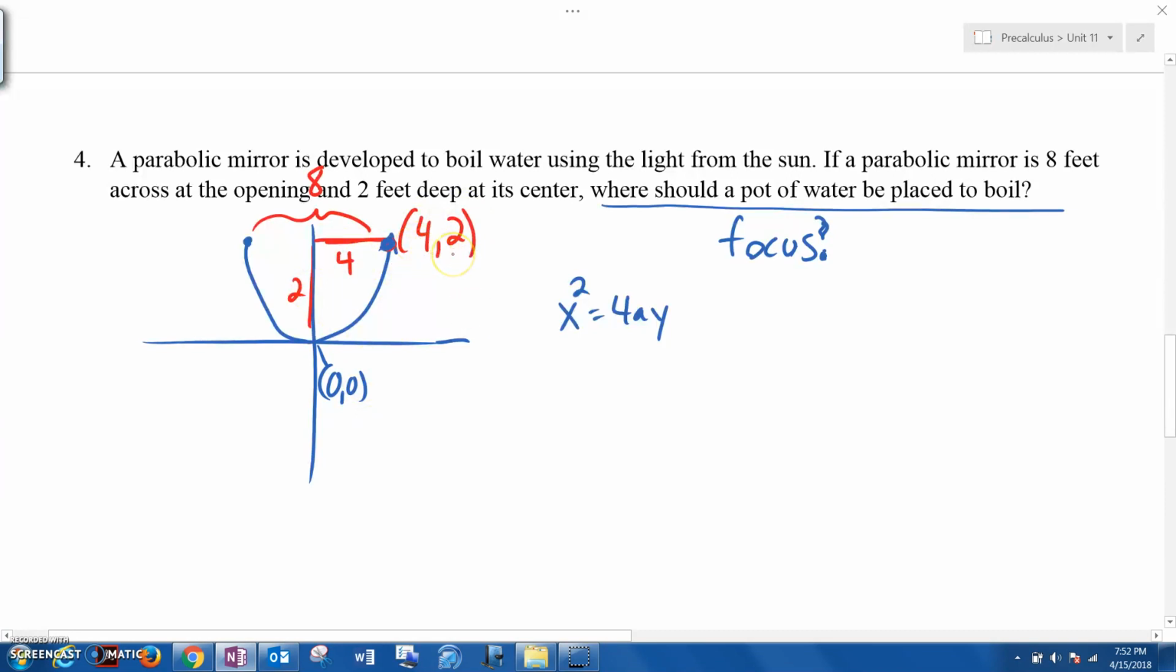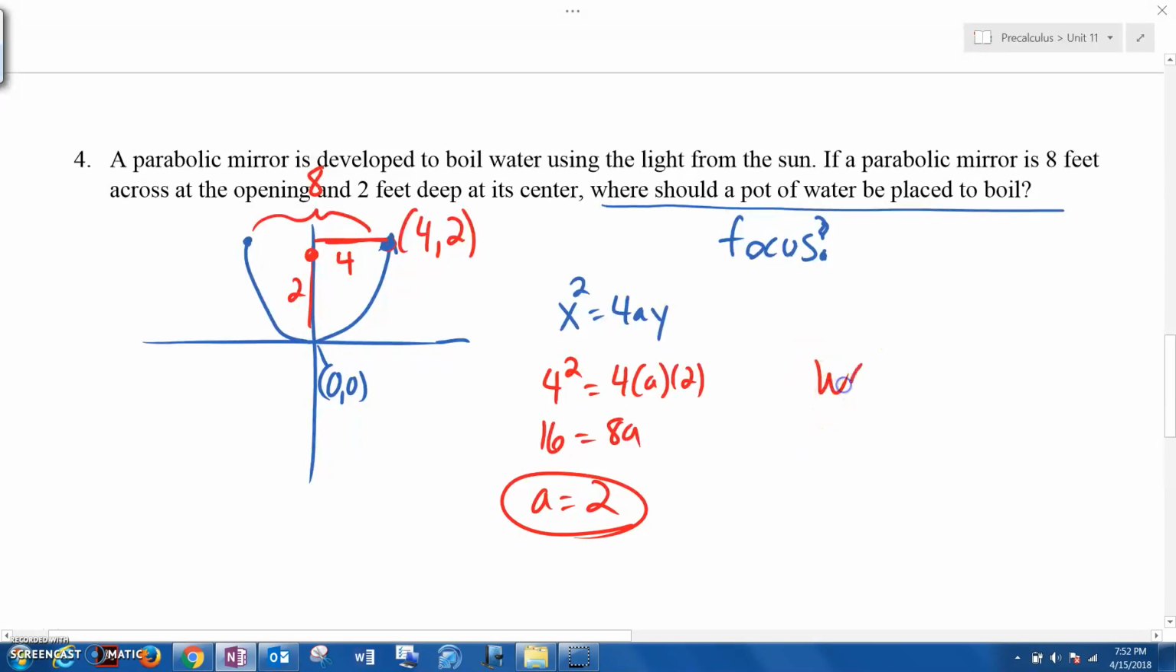So I can use that kind of like problem 2 where we don't know a but we know another point, where we say 4 squared equals 4 times a times 2. 16 is equal to 8a. A is equal to 2. And that's where the focus should be. The focus should be 2 feet above the vertex. So the water should be 2 feet above the vertex, where the focus is.